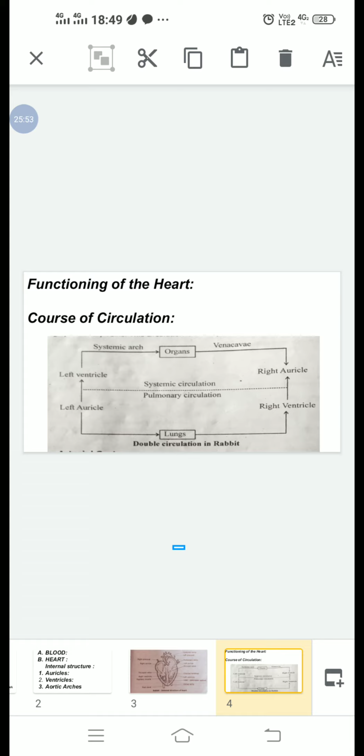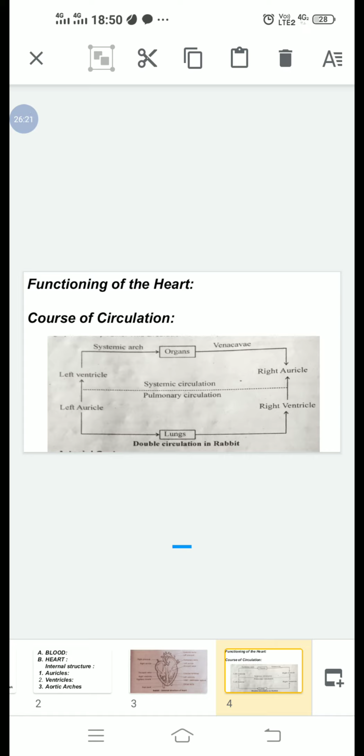The oxygenated blood from the left ventricle goes to all the organs except the lungs through the left systemic arch. Deoxygenated blood collected from the organs enters the right auricle through the vena cava. This circulation is called systemic circulation.